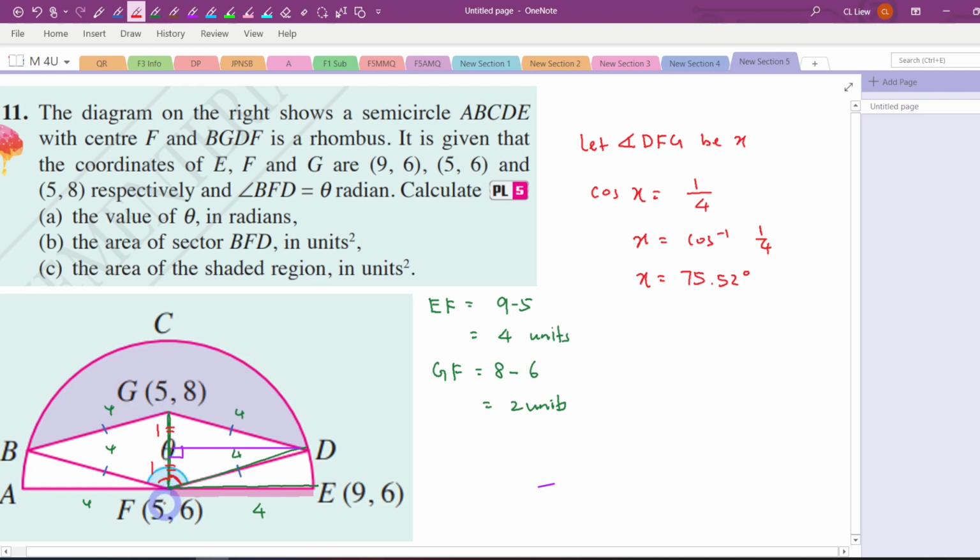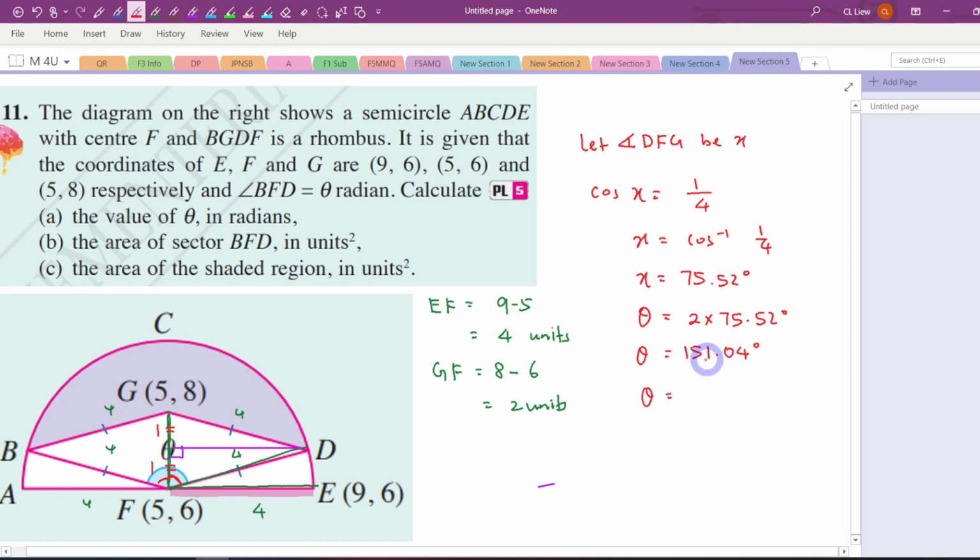These two triangles, FGD and FGB, they are congruent. Okay, so this angle and this angle are the same. Now, theta is equal to 2 times 75.52 degree. Okay, so theta is equal to 2 times 75.52, which is equal to 151.04 degree. But the question asks us to give the data in radian.